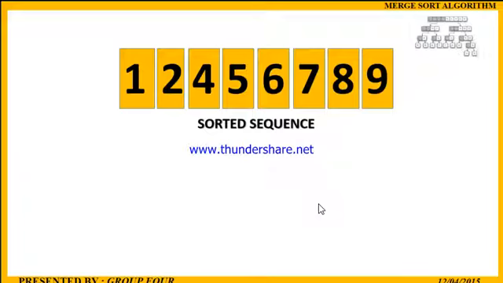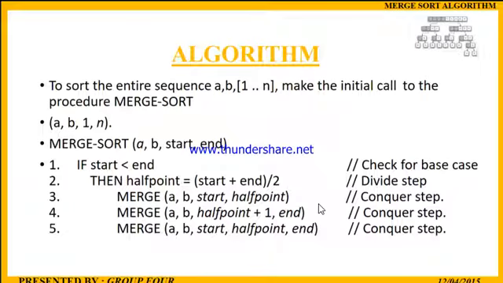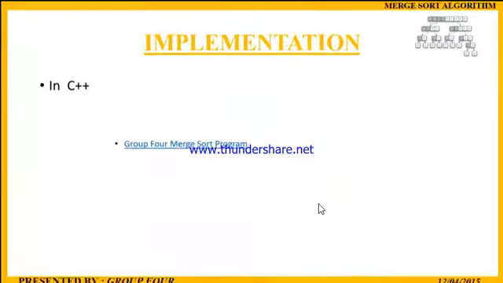So this is our sorted array, and then let's look at the algorithm. So this is the algorithm. To sort the entire sequence, we need to apply this formula, A, B, 1 to n, making the initial call to the procedure MergeSort. We'll put this algorithm into a C++ program, just a short program for you to look at how it looks.